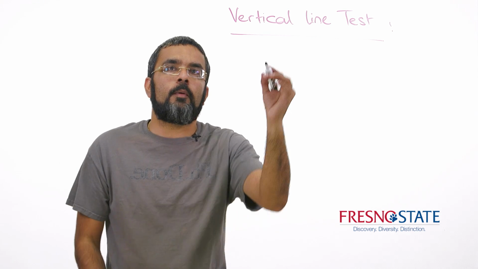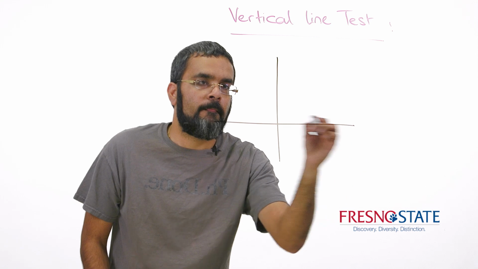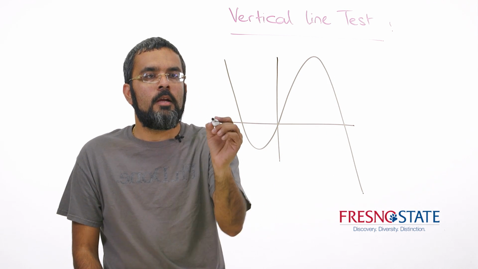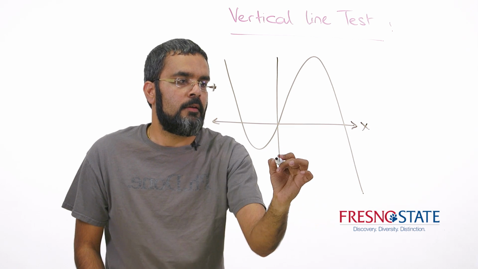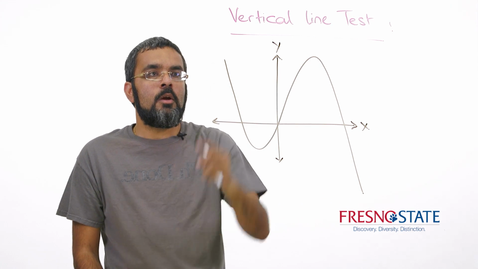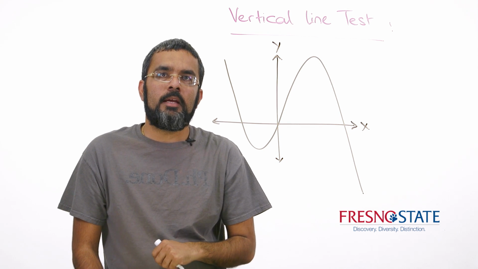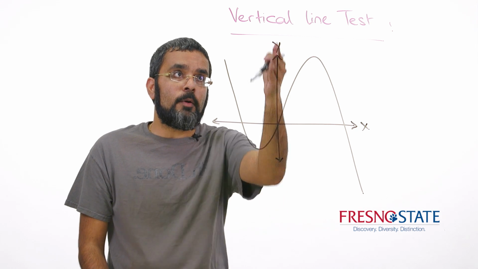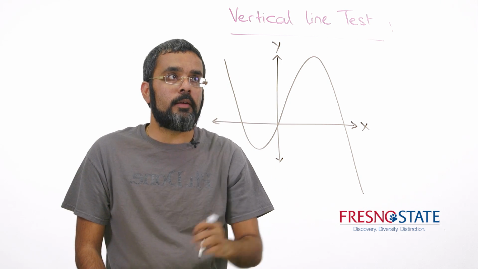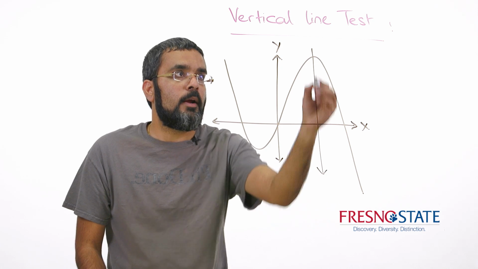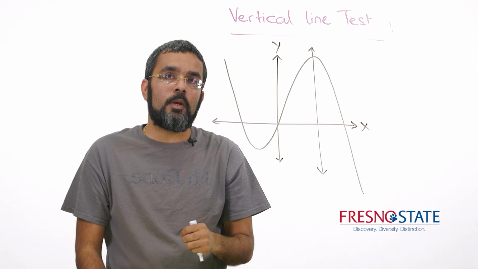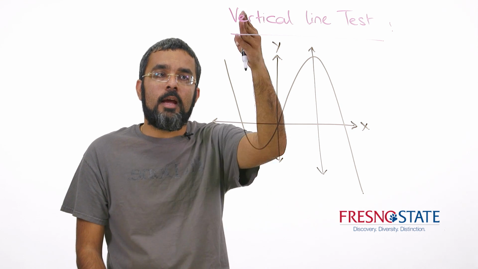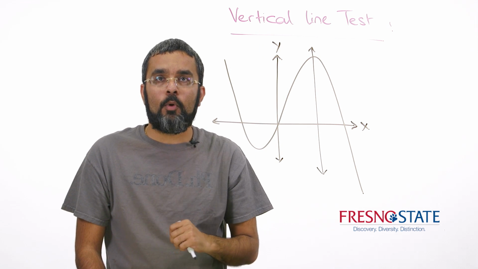Let's consider the following graph. This is my x-axis here, and this is my y-axis. Would this be the graph of a function? The answer is yes. Draw any vertical line, just think about your y-axis. It cuts the function in only one point. Draw a vertical line here, and that also passes through the function in only one point. So this is the graph of a function, because no matter where I draw my vertical line, it's going to cut the function in exactly one point.